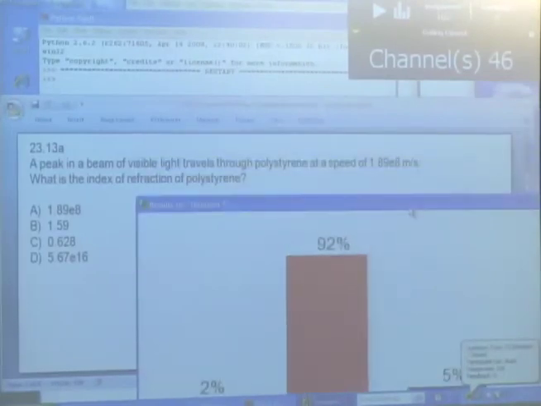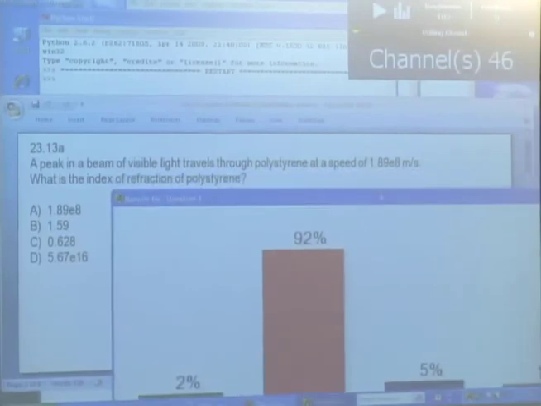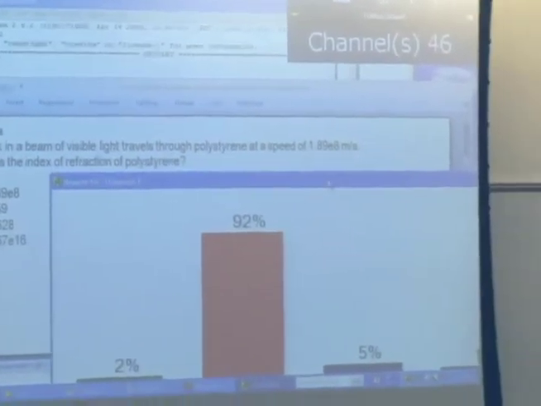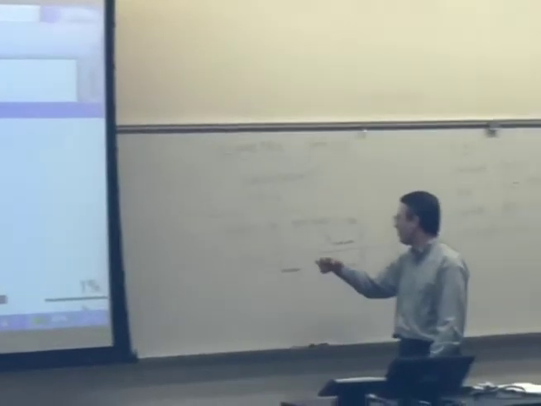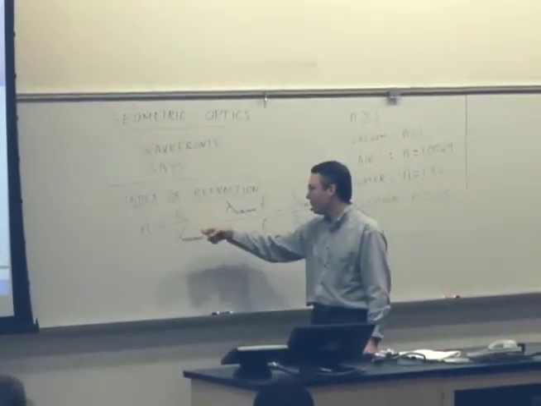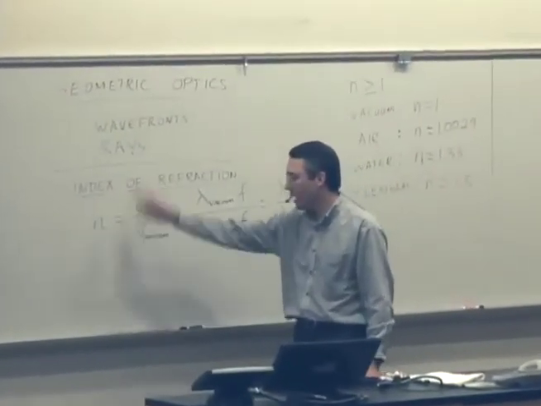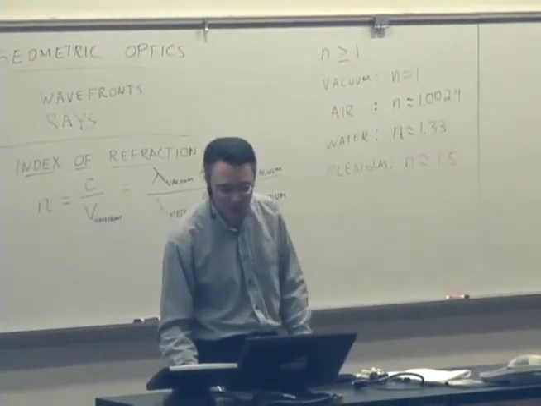1.59. These are the people who are probably asleep and just clicking something to keep going, but that's okay. 92% of us say that it's 1.59, which is correct. We just take the speed of light, divide by the speed in polystyrene. You can find the ratio. It's about 1.6.